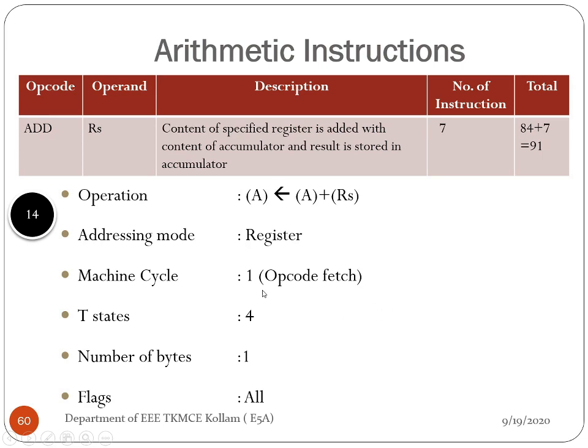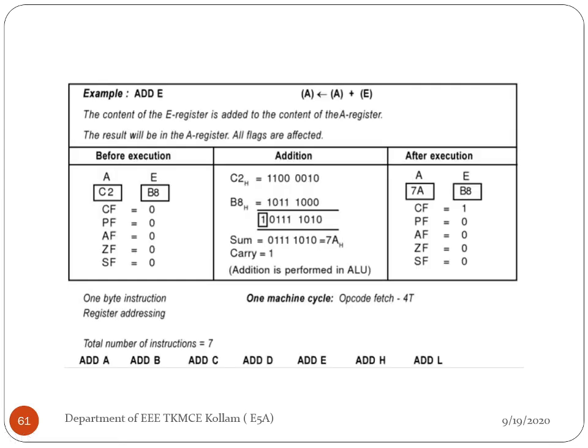So the MPU needs to communicate with memory in order to take the opcode of the instruction only. Therefore, in order to complete the execution of this instruction, it requires only 1 machine cycle. And for opcode fetch, usually the number of T-states is 4. Now let's see one example.